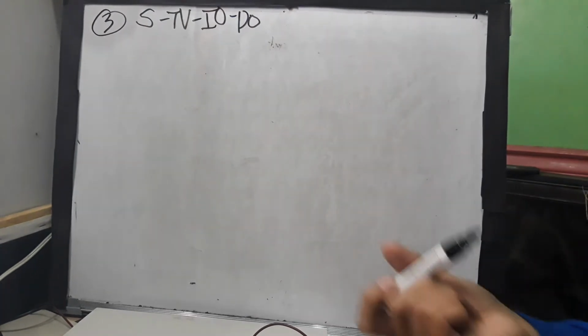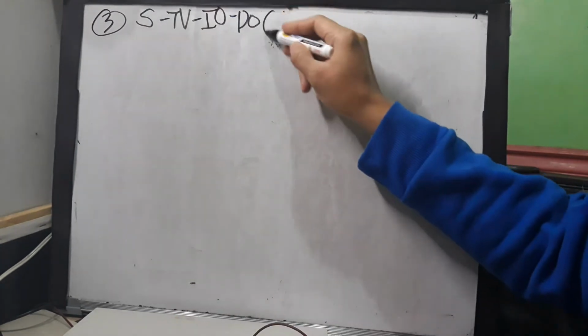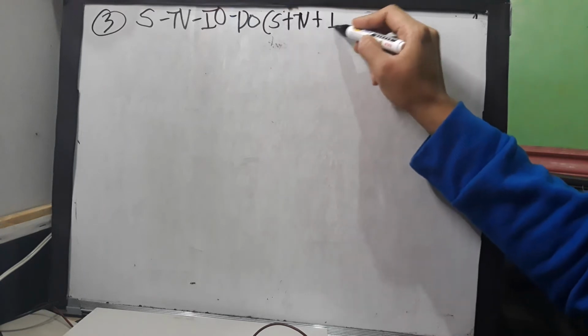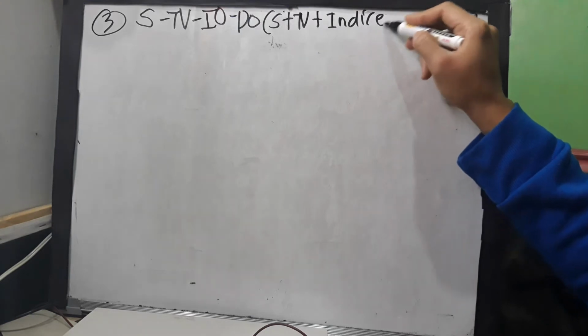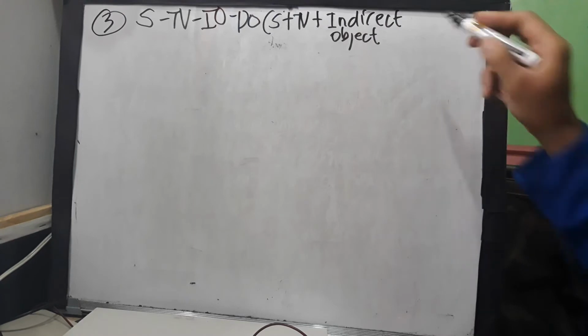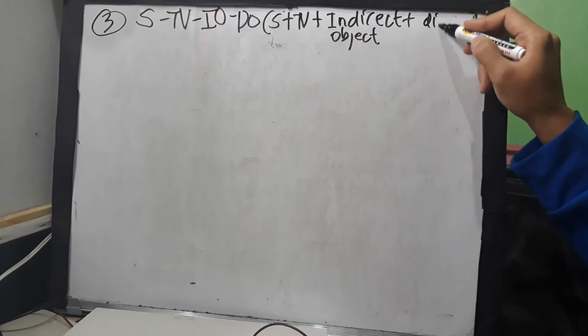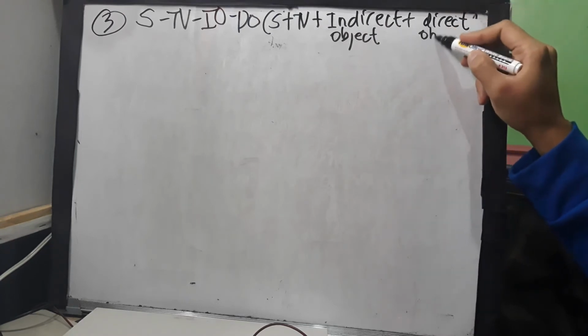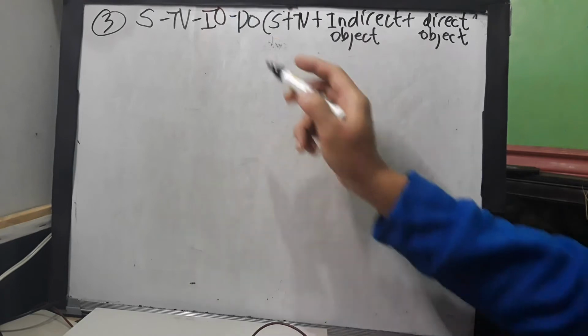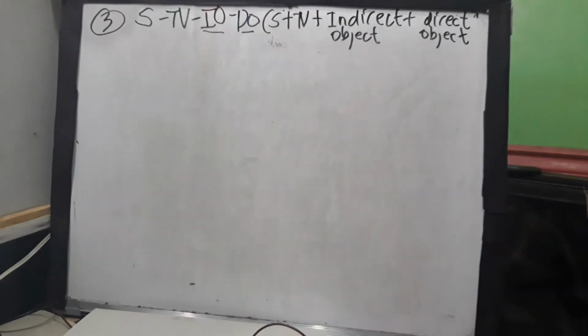So teacher, what do you mean by STVIODO? Again, for the introduction, we have the subject plus TV, transitive verb. So teacher, what is an IO again? Your IO is your indirect object. And teacher, what is DO? That is your direct object. As you can see, guys, on the board, there are actually two objects in the sentence. So we have the indirect and direct object.